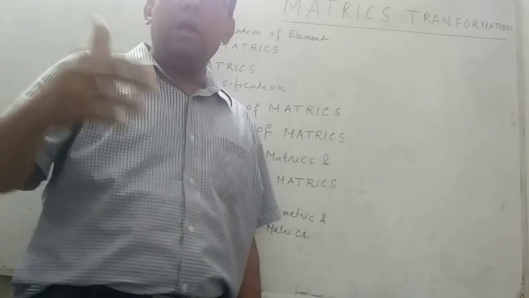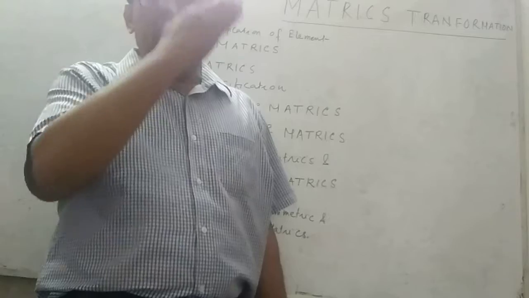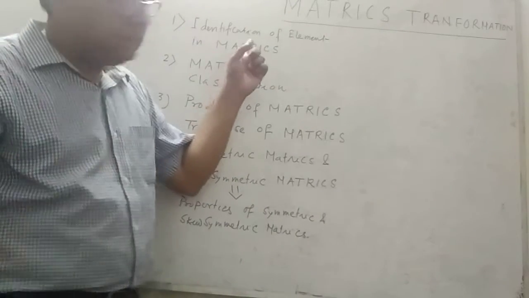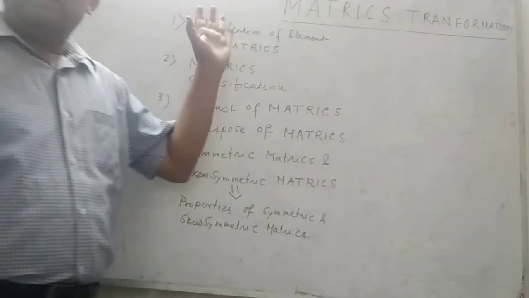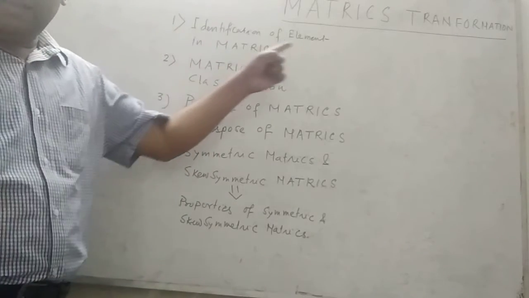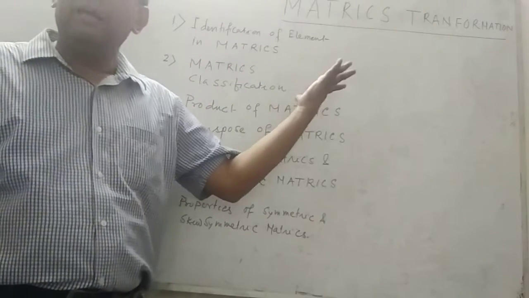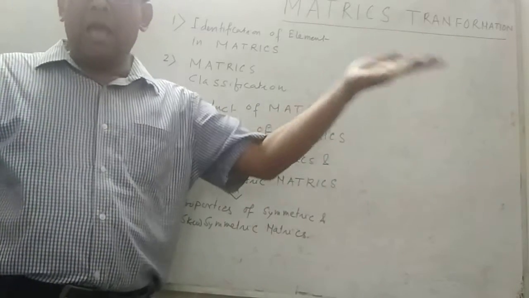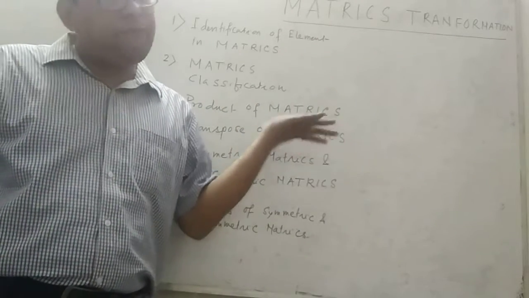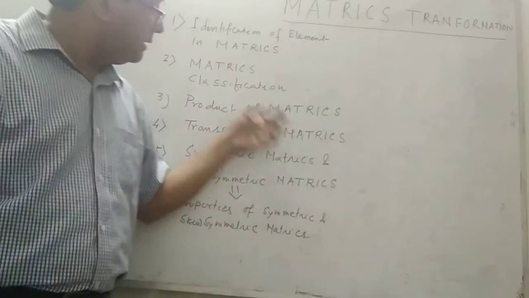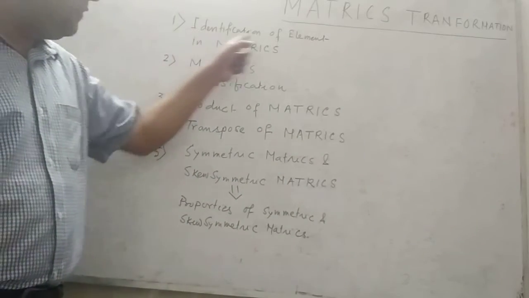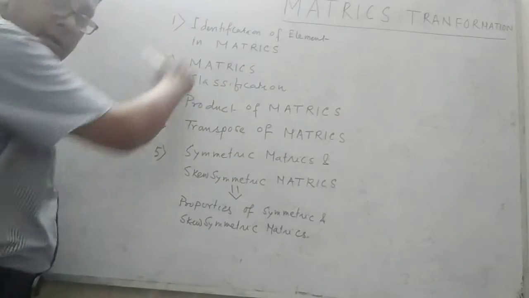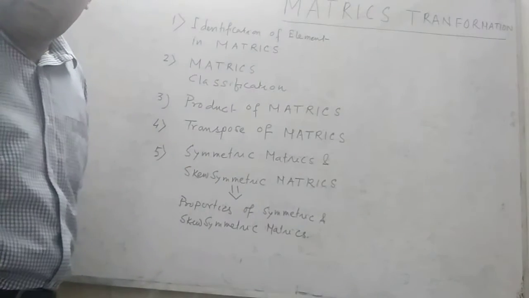tell you what we have already discussed in our last 3 or 4 classes. My dear students, we have discussed the following topics, and we have also solved the exercise and the assignment already given to you, and I hope you have completed those assignments. We have done identification of elements in the matrix. That is A11, A12, A13.